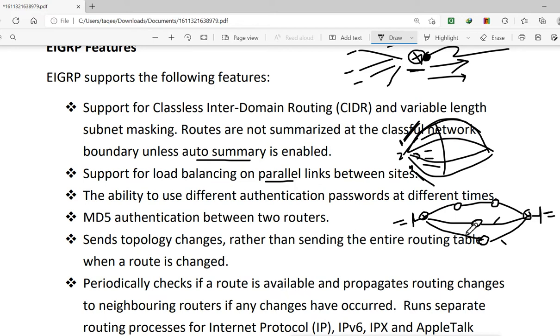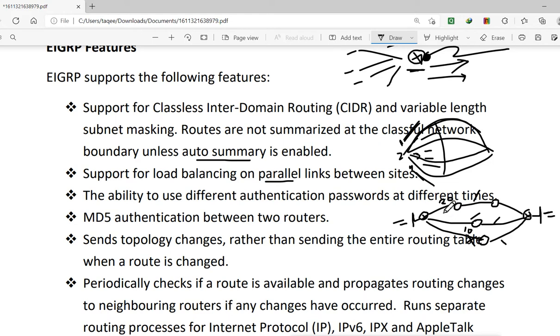So by default it supports equal links, but if we want, we can configure it to support unequal links also. For example, I have this link here. I have only these 2 links, this one and this one. The cost for this link is 10 and the cost for this link is 20.